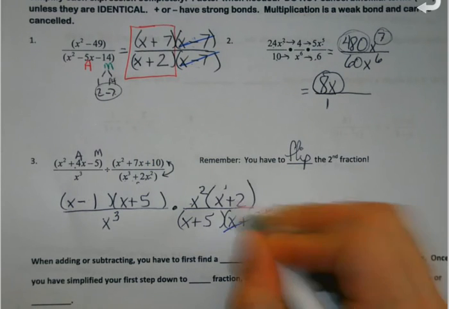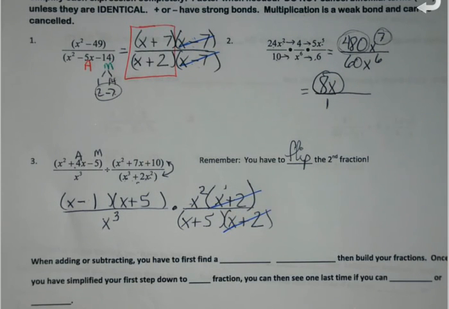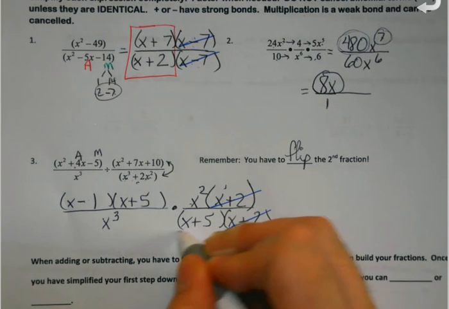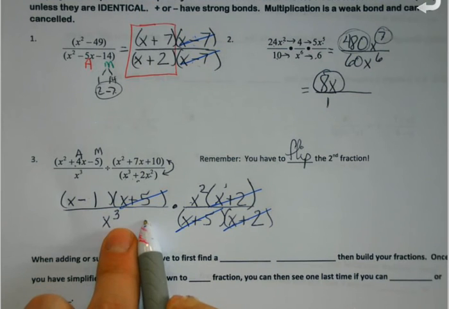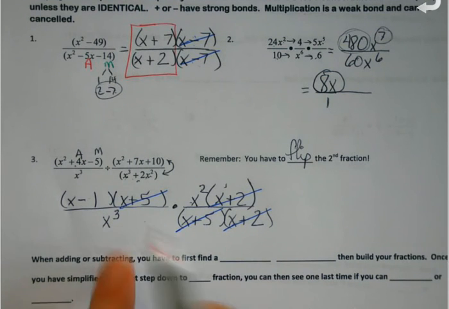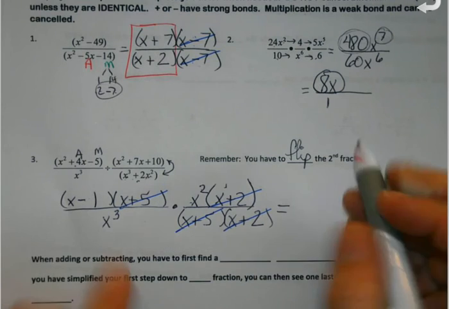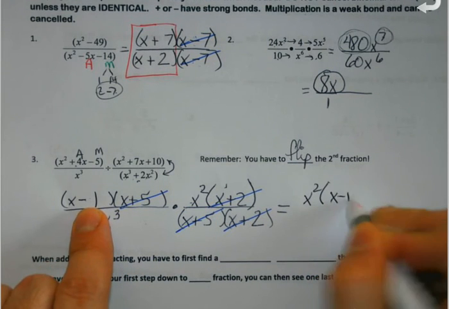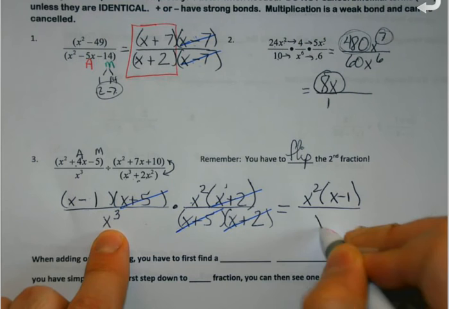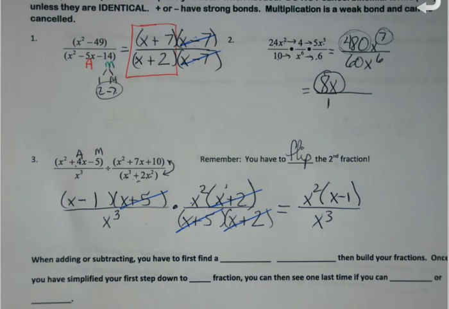I can cancel within the same fraction if they're identical. I can cross cancel as long as one's in the numerator and one's in the denominator. I can't go straight across. Like if this x plus 5 would have been down here, wouldn't have been able to do anything. So I look to see what I've got left at this point. Because I'm like, okay, I got x squared. I got this x minus 1. And I got this x to the third down here.